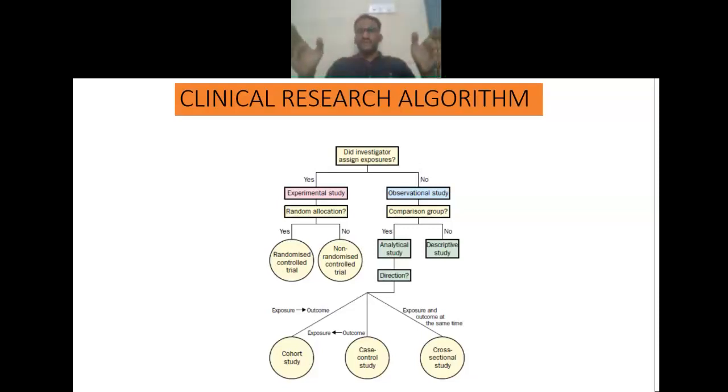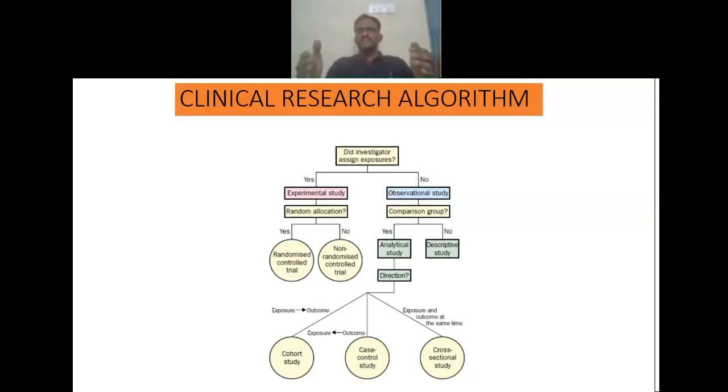If the investigator had assigned the exposures, then it is an experimental study. And if there is a randomized allocation, we will know it is a randomized control trial. If there is no randomized allocation, then we can say it is a non-randomized control trial. This is very simple as such. An observational study is the one where the researcher doesn't influence anything. He just observes. That's why it is an observational study.